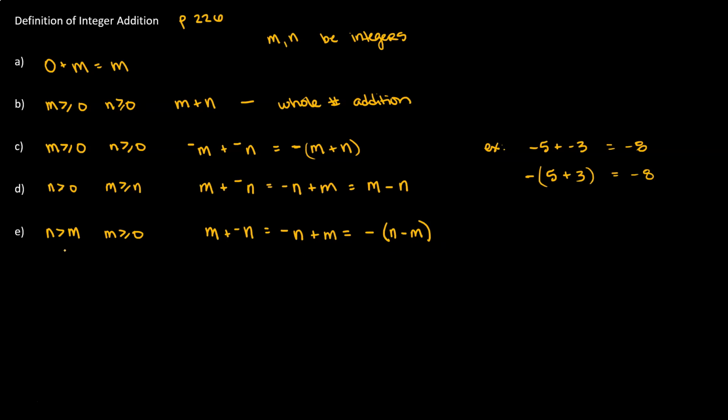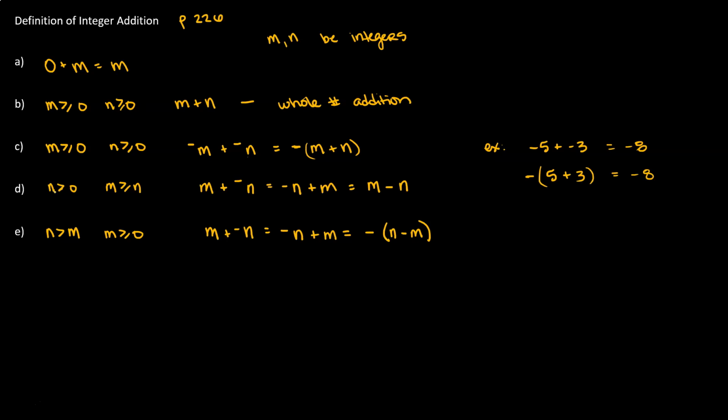What I'd encourage you to do to make sure that you understand each one of these statements is pick some integers, m and n, that fit each one of the criteria. For A, you can pick whatever integer you want. Let's let m be -11, then 0 plus -11 is equal to -11. For part B, you need to pick two positive numbers. Add them together, and you'll see it's just like whole number addition. For C, pick two positive numbers, take their opposites, add them together, and show that it's the same as what we have here. For parts D and E, you need to be careful about how you pick m and n.